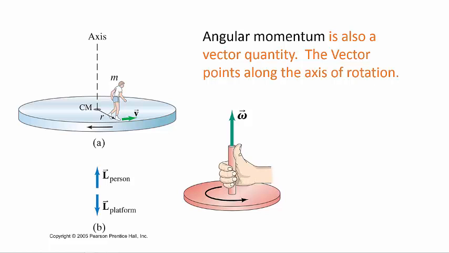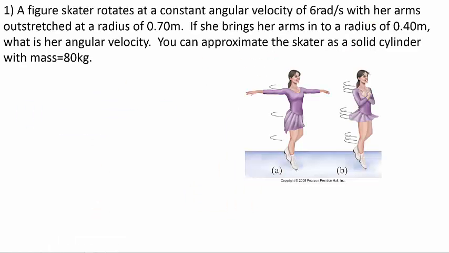So let's go ahead and do a problem. In this problem, we have a figure skater rotating at a constant angular velocity of 6 radians per second, with her arms outstretched at a radius of 0.7 meters. If she brings her arms into a radius of 0.4 meters, what is her angular velocity? Now we can approximate the skater as a solid cylinder with a mass of about 80 kilos.